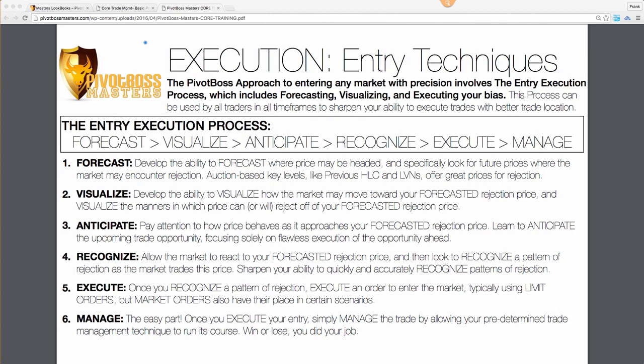It's one that I've used for a long time, and that's why I'm able to react at these levels at times with extreme precision, because I already know in advance that I want price to perhaps reject at that level, and then I already know what I'm looking for once it gets there, and can diagnose it quicker than most people because I know what I'm looking for. Once you know what you're looking for and you see it, you execute it, and the rest is easy, right? Because the rest we've already predetermined via our core trade management techniques. So that's the process that I would urge you to practice as you look to execute entries into the market. Learn to forecast, visualize, anticipate, recognize, execute, and manage.